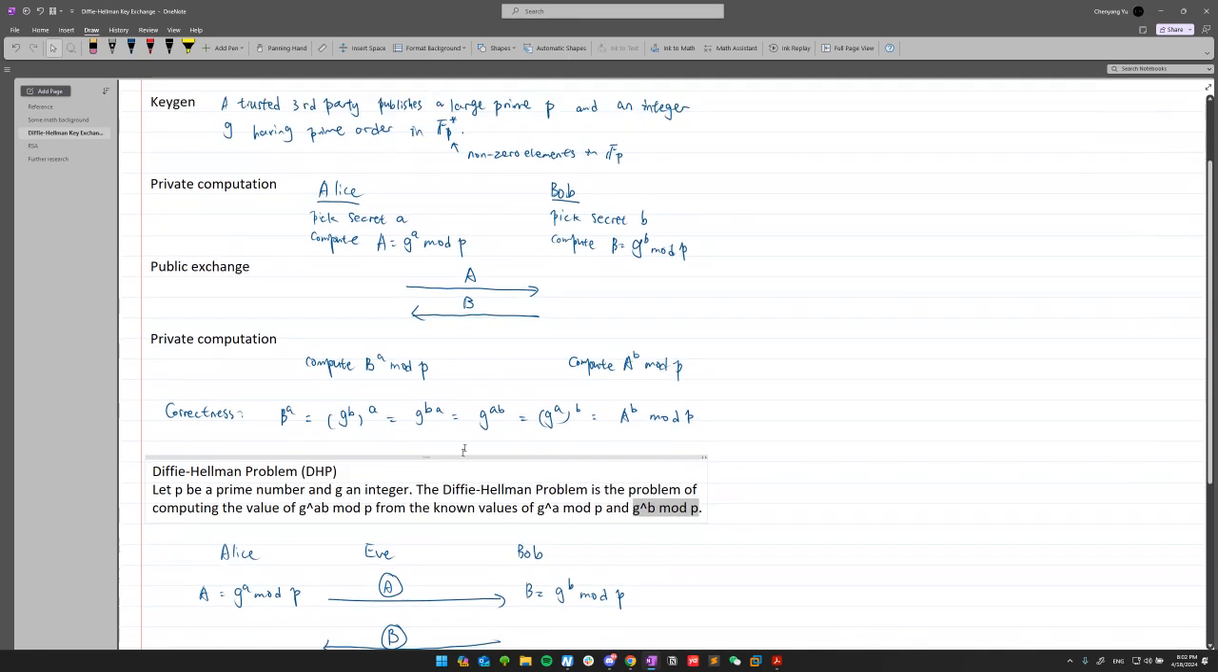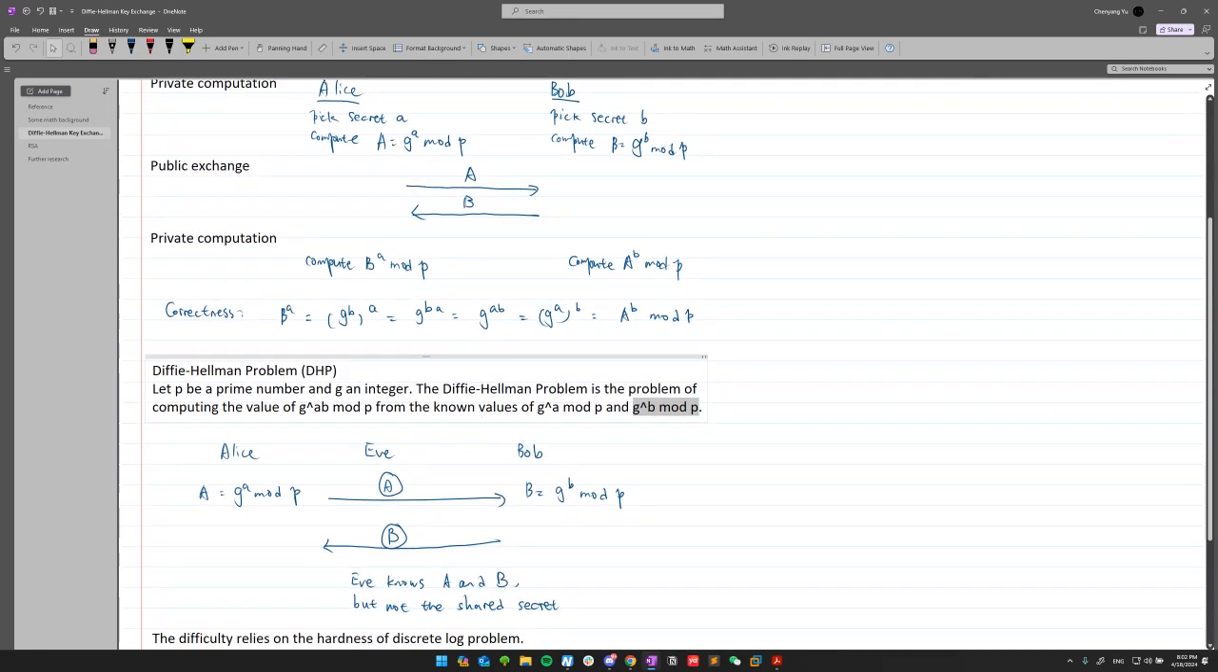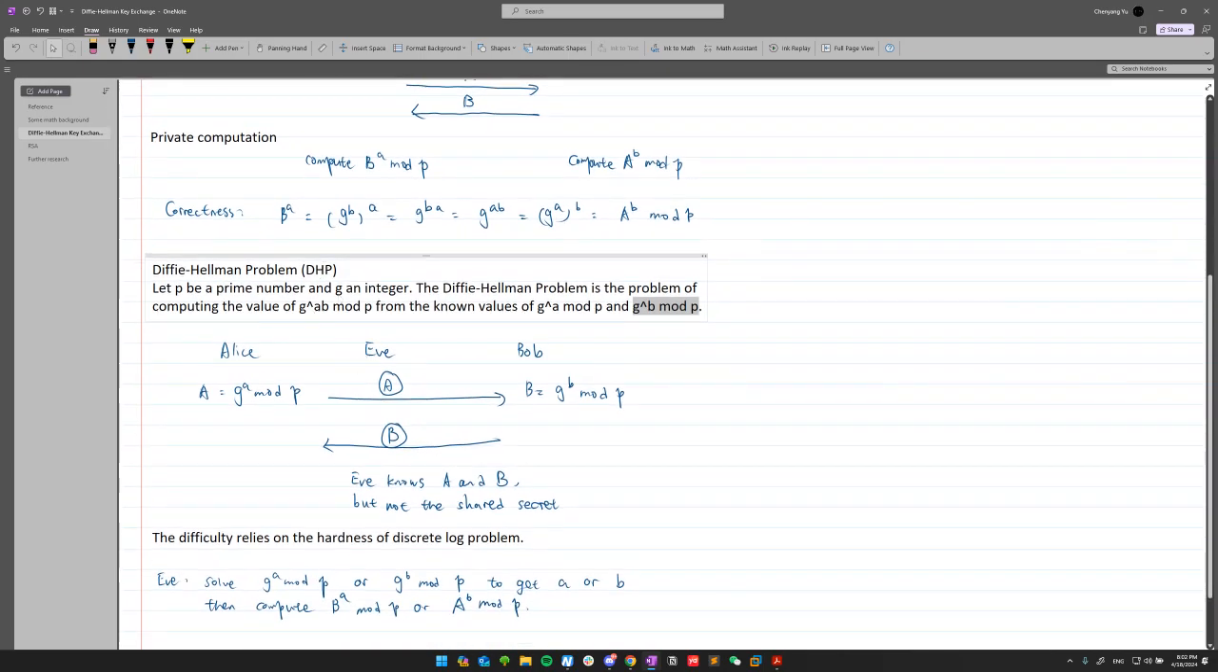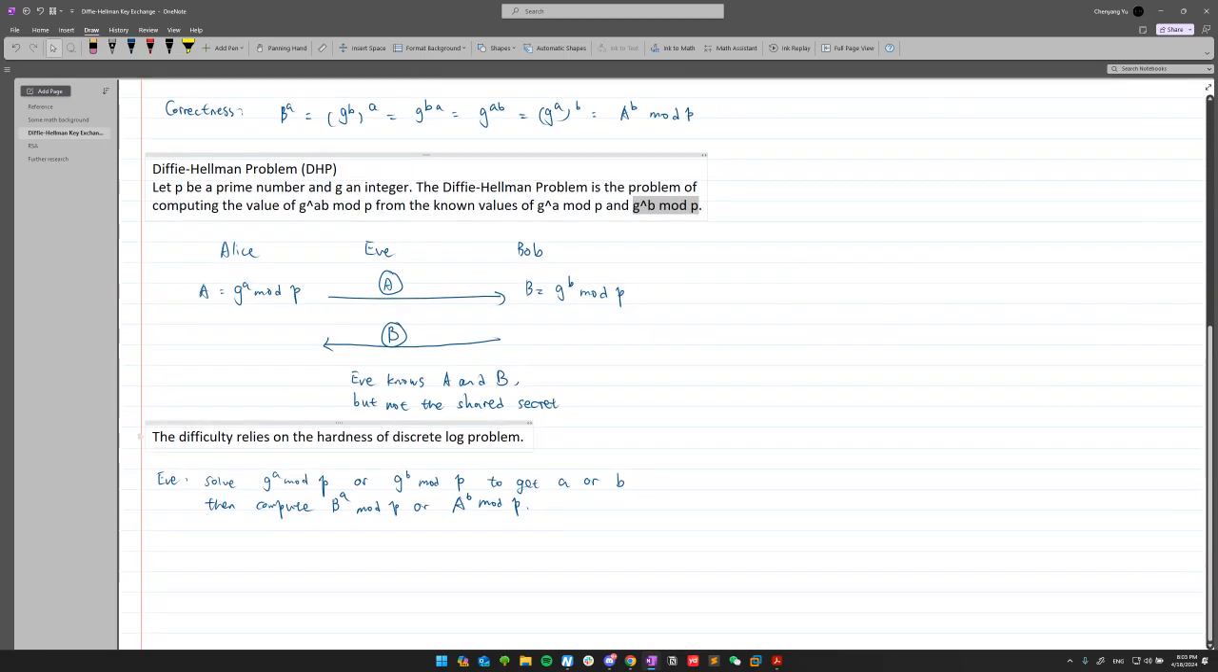Yeah, because over the internet, Eve can just capture the communication between Alice and Bob, right? So Eve knows capital A and capital B, which are g to the a and g to the b. She knows these two values, but she has to solve the discrete log problem in order to recover either a or b to compute the final shared secret, which is g to the ab power, right? So the challenge for Eve is she has to solve the discrete log problem.